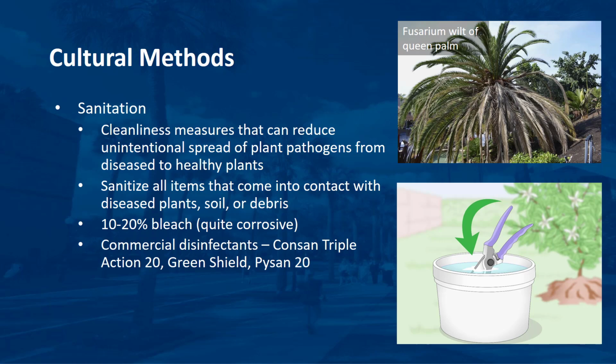These include sanitation, plant rotation, host eradication, and improvement to the local environment surrounding the plant or plant grouping. Sanitation practices are cleanliness measures that can reduce unintentional spread of plant pathogens from diseased to healthy plants directly through mechanical transmission or indirectly from pathogen reservoirs. Hands and pruning tools can be readily contaminated when working with diseased plants, especially if the causal agent is bacterial, viral, or present in the vascular system as some wilts.